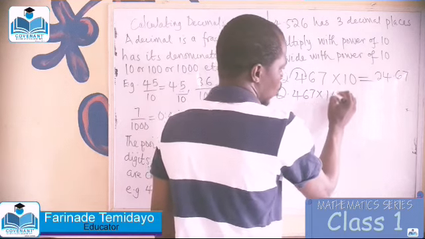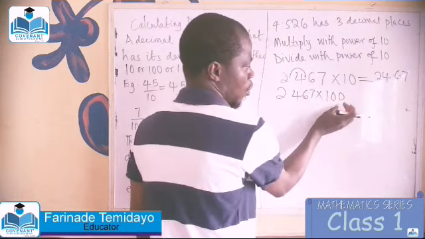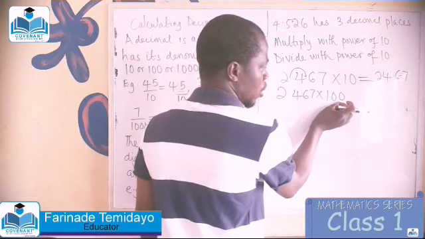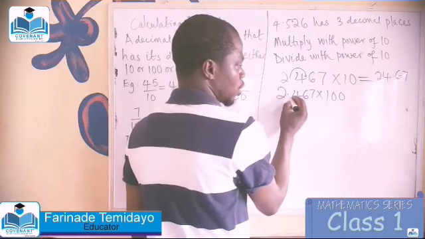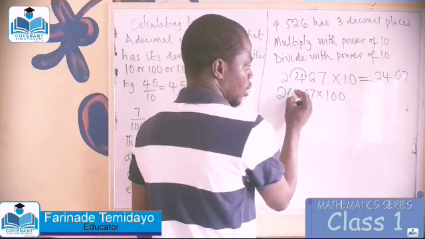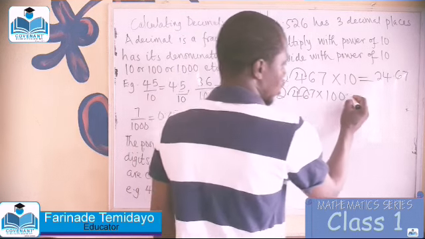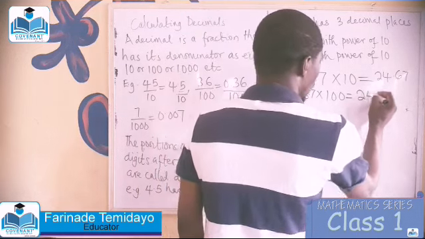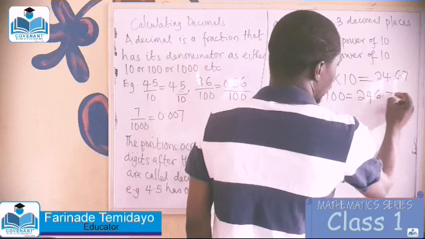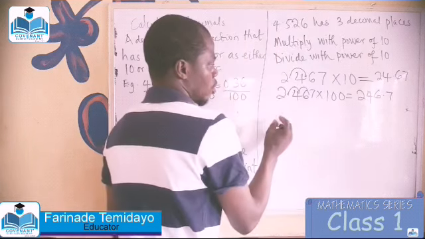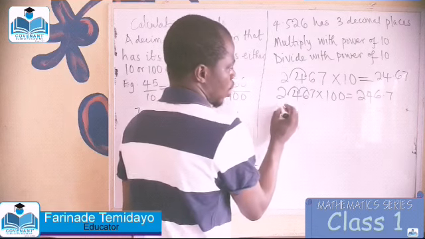Now, I'm still writing the same number, 2.467, now multiplied by 100. How many zeros do we have here? We have 2 zeros here. That means you have to move this decimal point to the right twice. 1, 2. And that gives us 246.7.